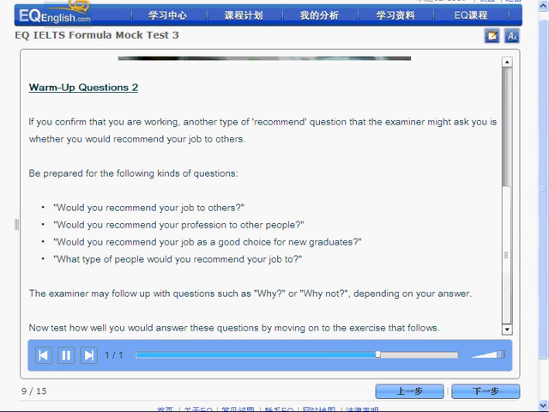The examiner may follow up with questions such as why or why not, depending on your answer. Now, test how well you would answer these questions by moving on to the exercise that follows.